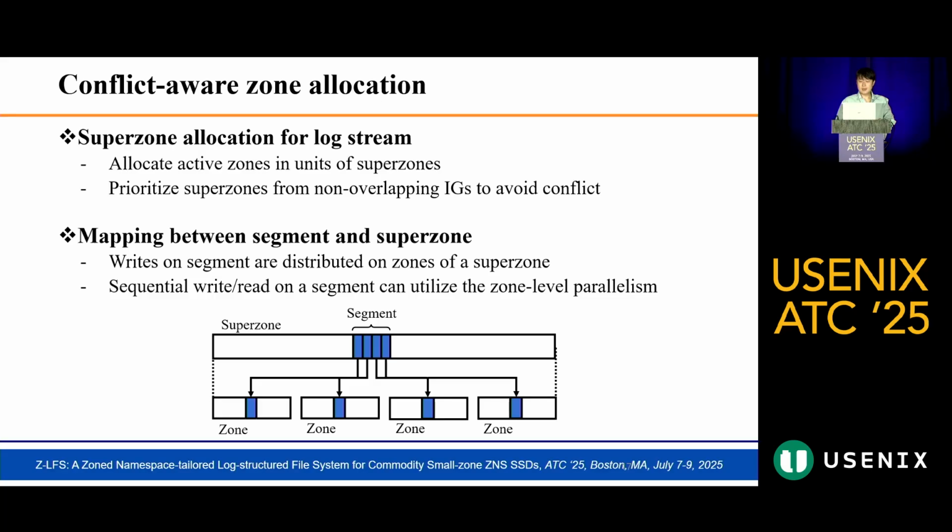Z-LFS allocates active zones in units of superzones. It prioritizes superzones from non-overlapping IGs to reduce die level conflict. Writes to a segment within a superzone are distributed across each zone. As a result, sequential writes and reads to the segment can leverage zone-level parallelism more effectively.